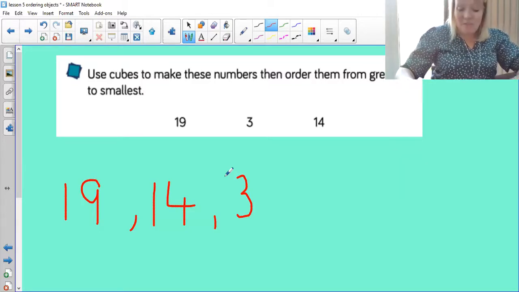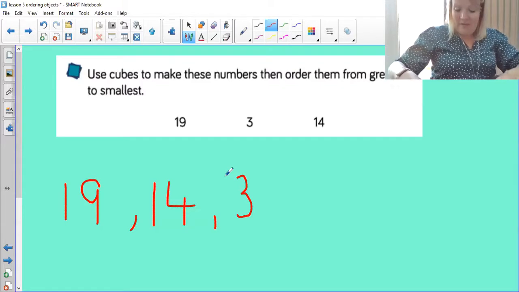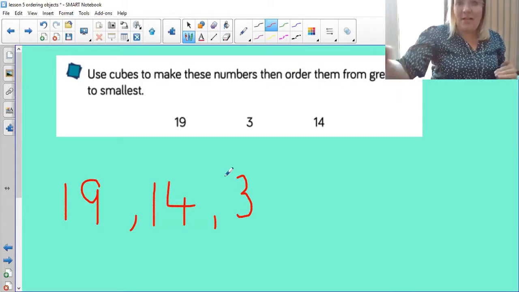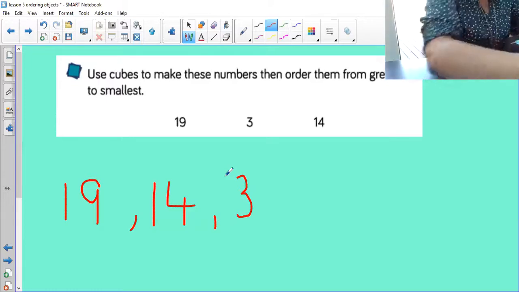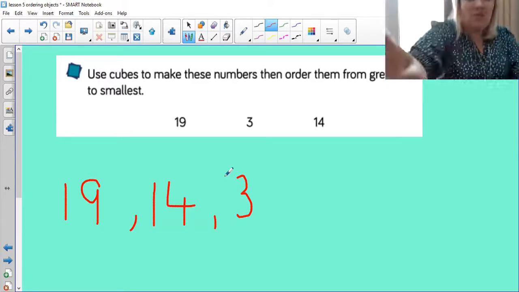Fantastic, good. So sometimes it's good to look at objects in a different way so you can see them visually. So you can look at them and see rather than just looking at the number. Fantastic job. Shall we have a look at another question we've got?